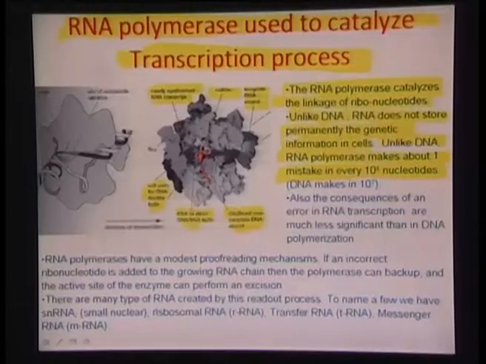So one mistake in every 10 to the power 4 nucleotides would mean that there are several mistakes that the RNA can make while being copied from the DNA, and so it is not as vital or as important as the replication of DNA. Essentially, a mistake in the replication of a DNA would cause a mutation.